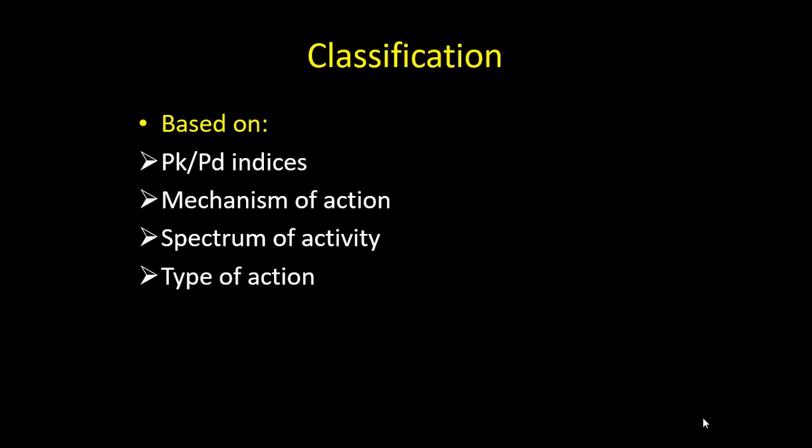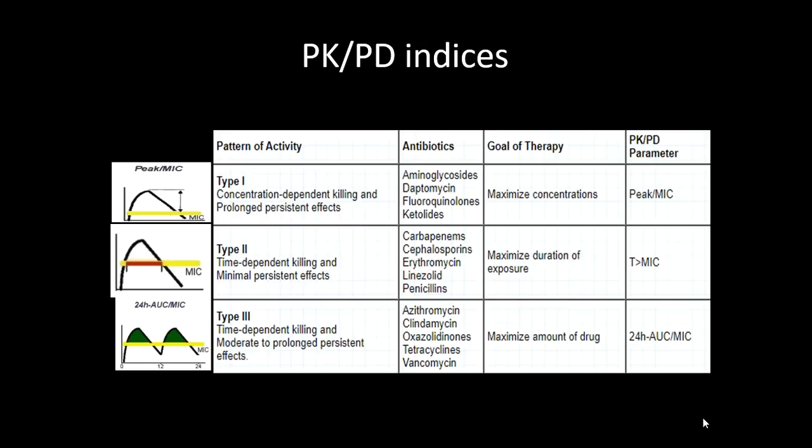So antimicrobials are classified based upon multiple things. One is pharmacokinetics and pharmacodynamics, or mechanism of action, or the spectrum of activity, whether they are acting against gram negative or gram positive or mixed coverage, etc., and the type of action that they are doing.